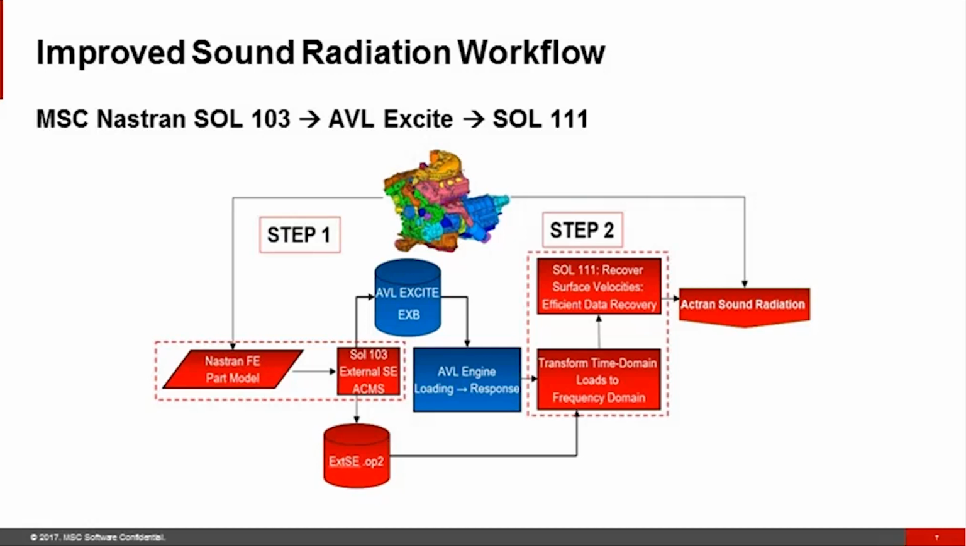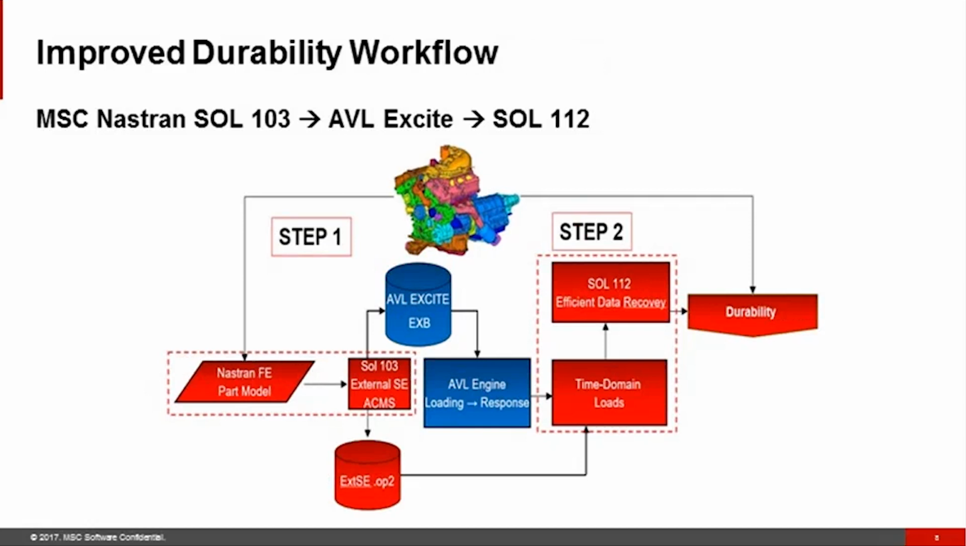With the new interface, after step 1, when you run a Solution 103 type analysis, it will generate the .exp file for you, which can be read in the AVL Excite program. And then the file generated by AVL Excite can be brought back into Nastran and quickly transformed from time domain to frequency domain if you're doing a Solution 111, or you can keep them in time domain for Solution 112.